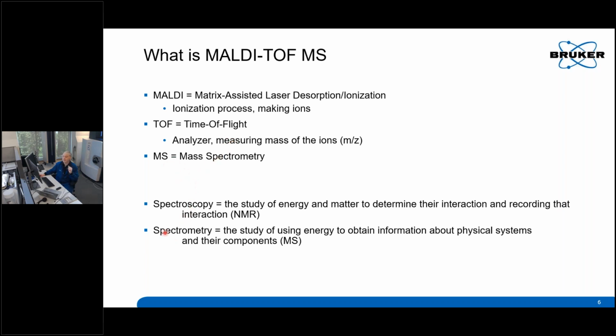MS just means mass spectrometry. And these are just some definitions that I pulled up or wrote down. Please forgive me if they're not in line with your analytical textbook, but we are doing mass spectrometry. It's the study of using energy to obtain information about physical systems and their components, slightly different than spectroscopy such as NMR.